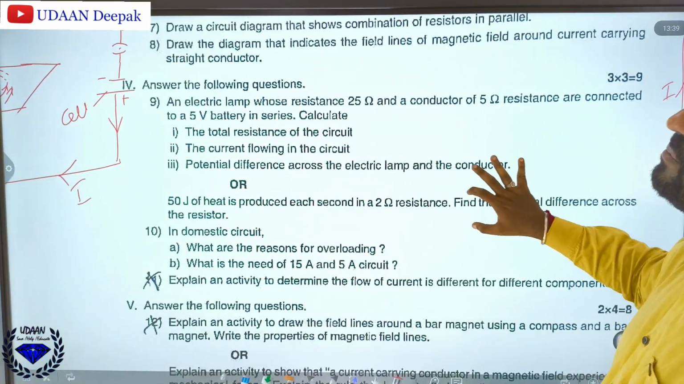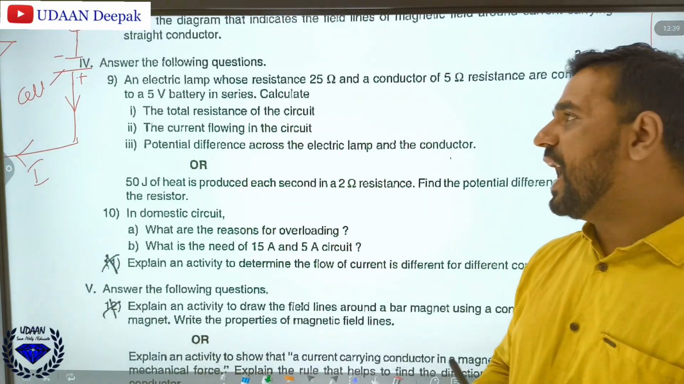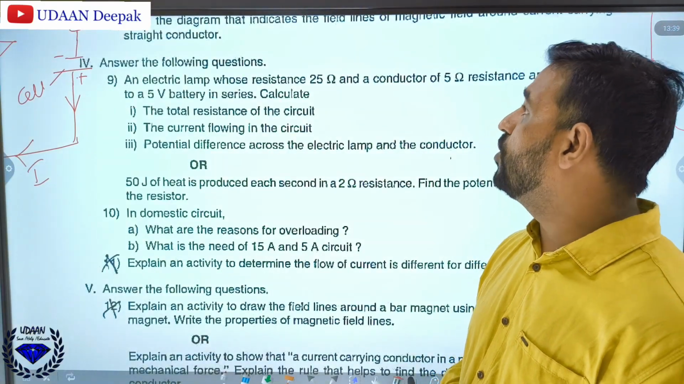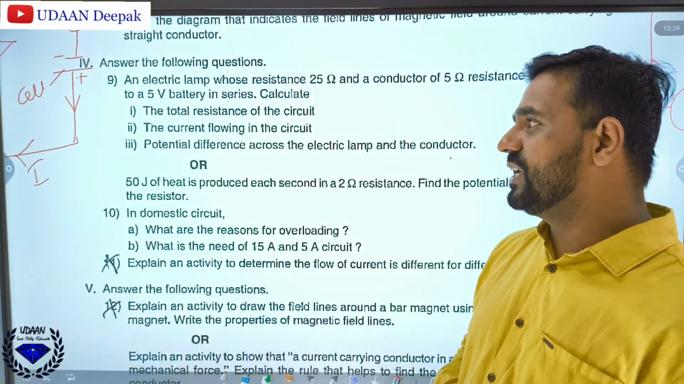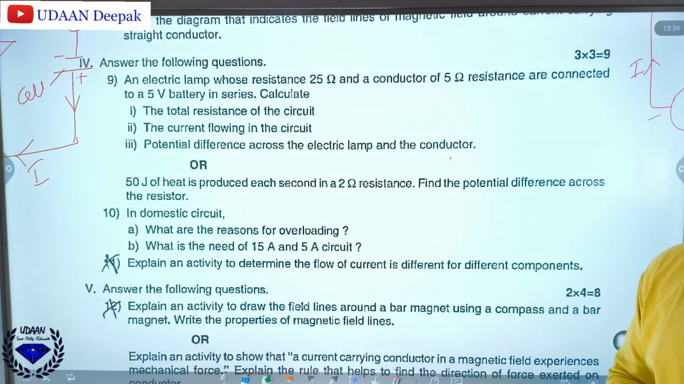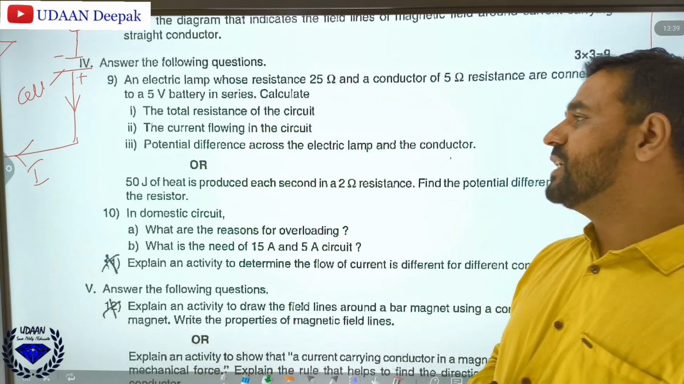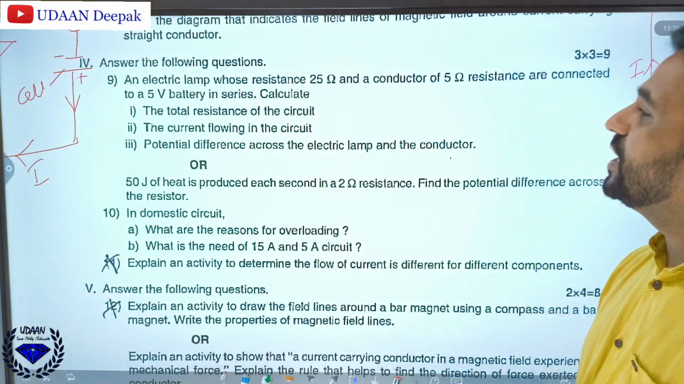Now begin with question number 9. Answer the following questions. An electric lamp whose resistance is 25 ohm and a conductor of 5 ohm resistance are connected to a 5 volt battery in series. Calculate total resistance of circuit, current flowing in the circuit, potential difference across the electric lamp and the conductor.